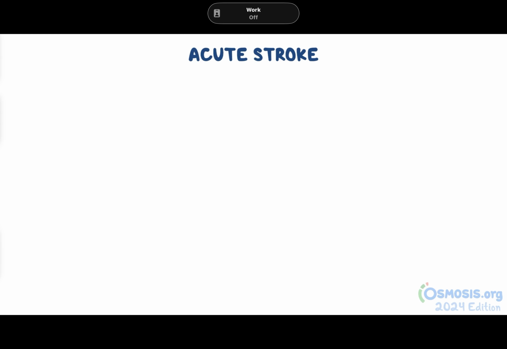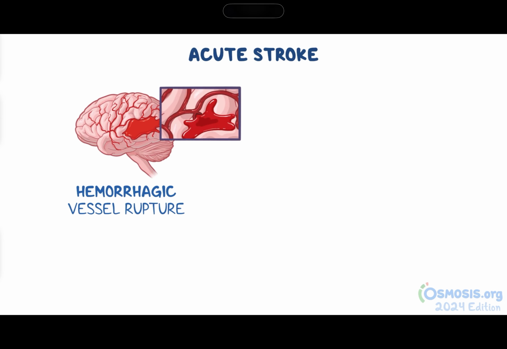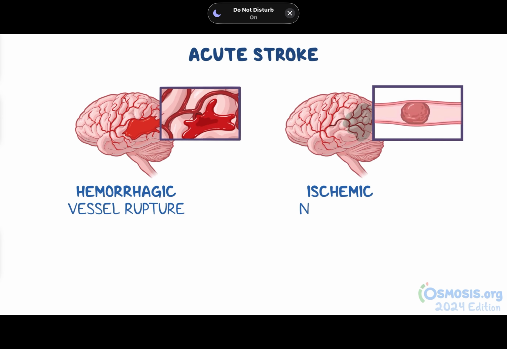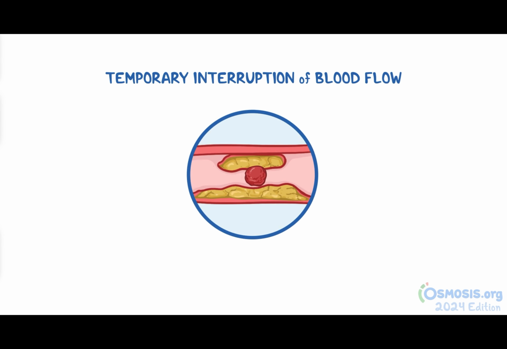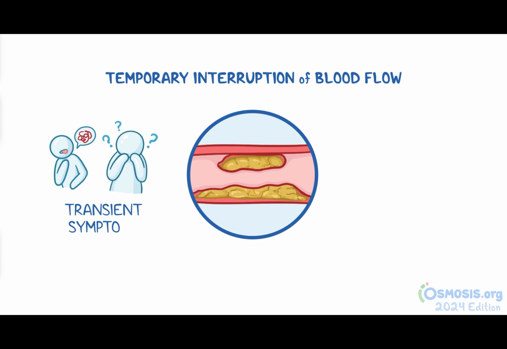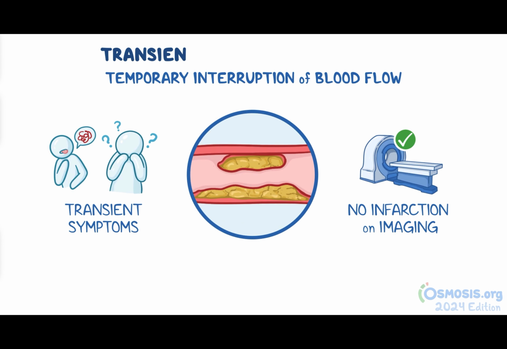Acute stroke can be hemorrhagic, which occurs due to vessel rupture and subsequent impaired blood flow, or ischemic, which occurs due to narrowing or blockage of an artery. On the flip side, a temporary interruption of blood flow that results in transient neurologic symptoms with no infarction on imaging is called transient ischemic attack, or TIA.